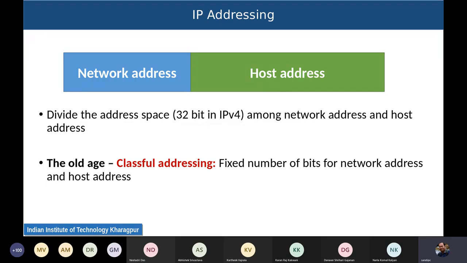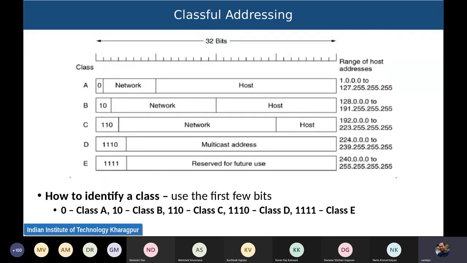That particular addressing scheme, we called it classful addressing. In case of classful addressing, we had a fixed number of bits in the network address part and the remaining bits for the host address part. And how was this classful address designed? It divided the entire address space into 5 different classes: class A, class B, class C, class D, and class E. In class A, I had 8 bits for the network address. In class B, I had 16 bits for the network address. In class C, I had 24 bits for the network address. And class D and class E were reserved for special purposes.